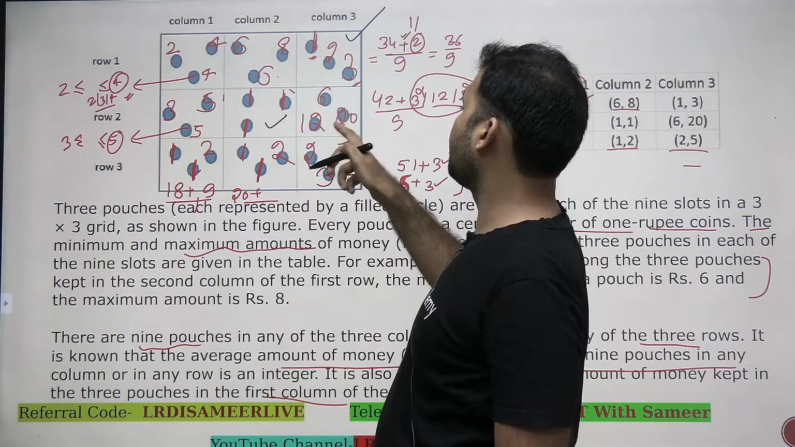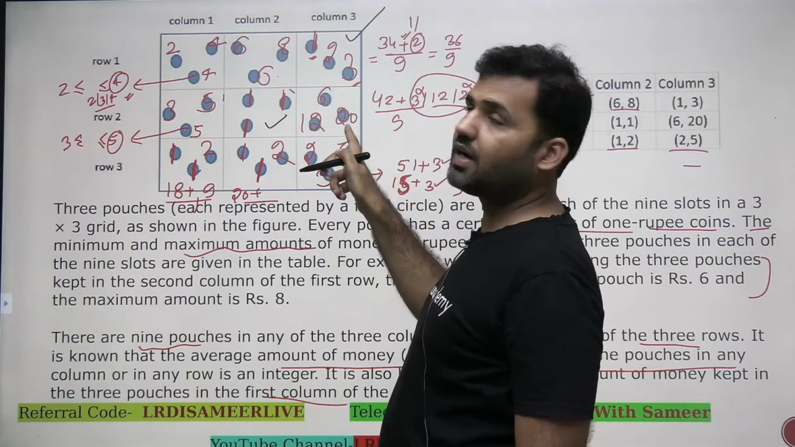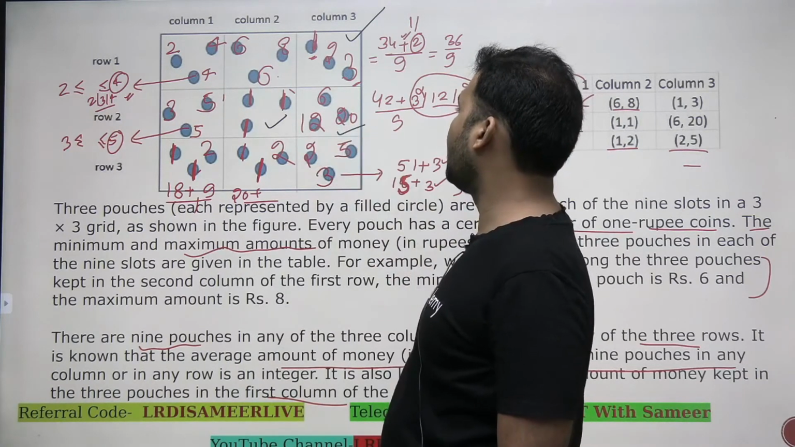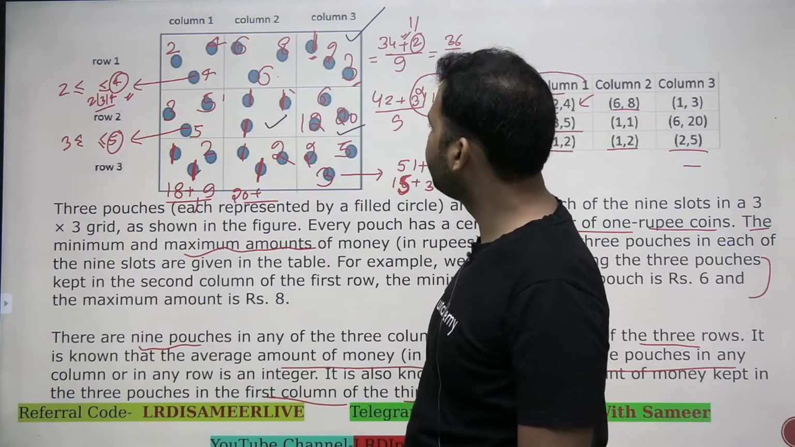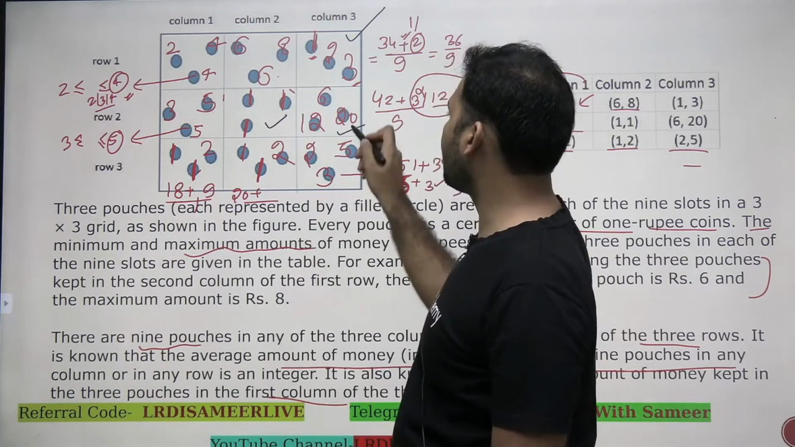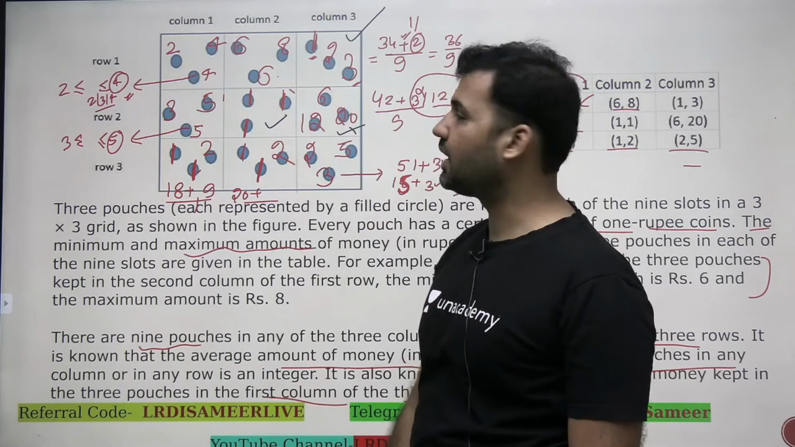This is a multiple of 3. 18 plus 20, 20, 48. This is a multiple of 3, right? 18, 8. Sorry, this is not a multiple of this. Total summation is coming out to be 38.